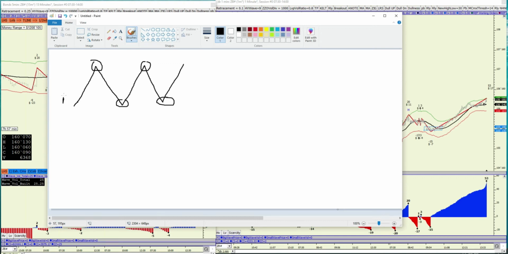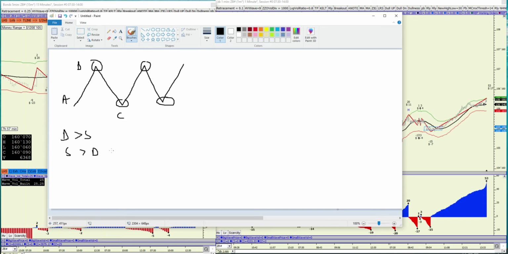Let's call this leg AB. What is true from point A to point B is demand is greater than supply. What happens at B? What happens at B is supply is greater than demand. That is the only way the turn can happen and go down.